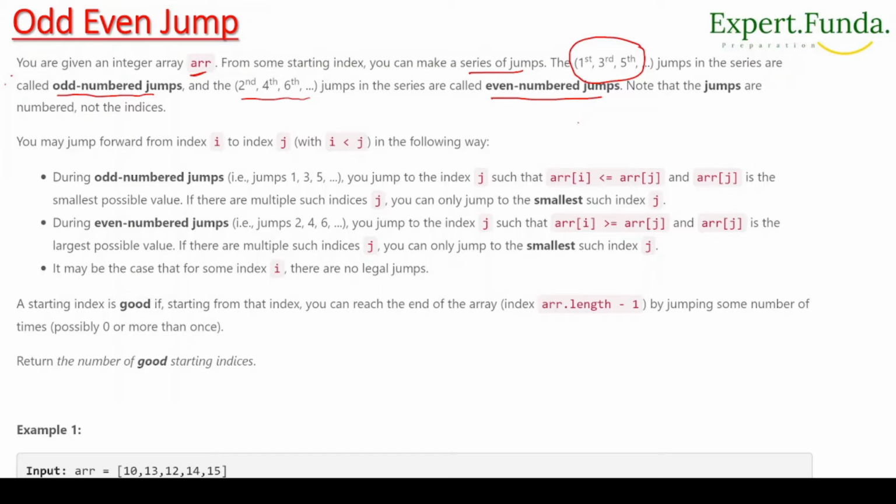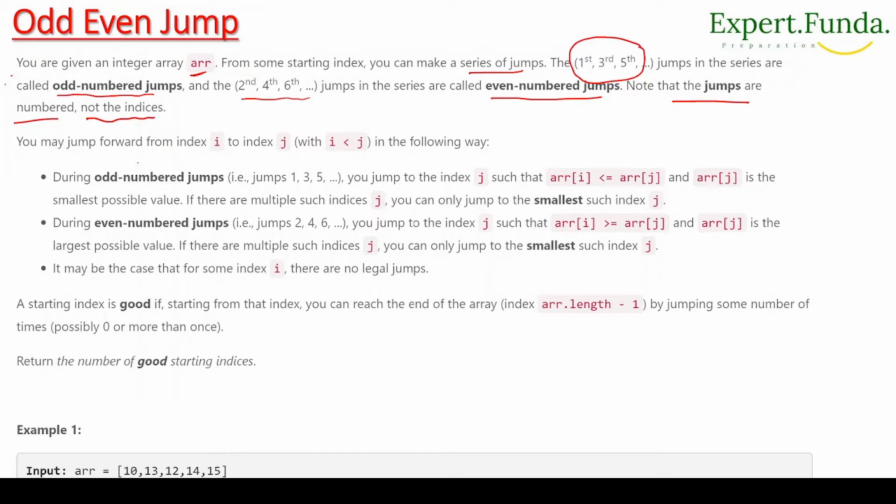Means we have been given an integer array, where elements are integers, and there is a series of jumps. If a jump is odd-numbered, it is called an odd number jump, and if it is even-numbered, it is an even number jump. Make sure that the jumps are numbered, not the indices. These are jumps, and it says the jumps are numbered, not the indices.